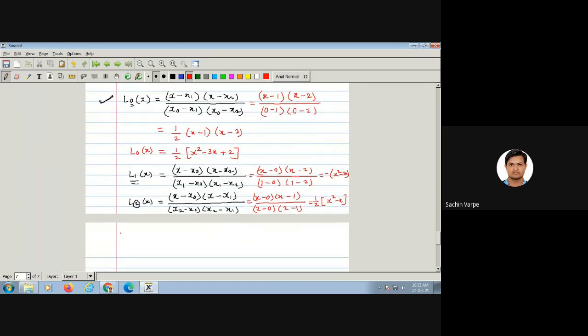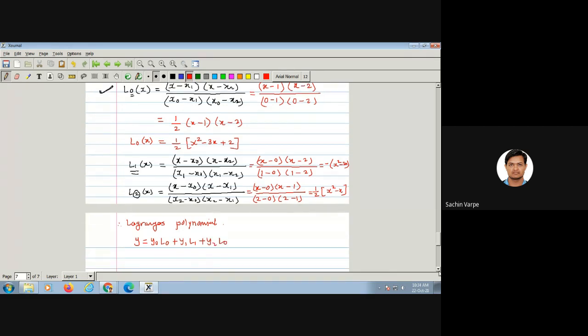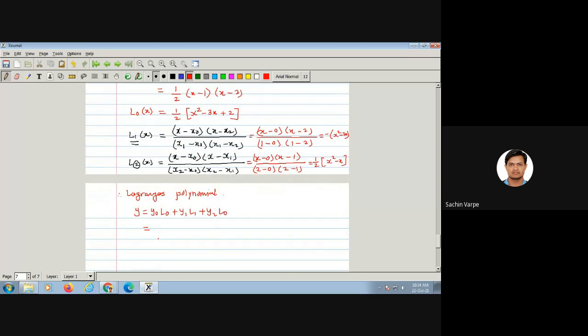Therefore, Lagrange's polynomial, that is y equals y0 L0 plus y1 L1 plus y2 L2. So what is y0? y0 was 4, times L0. What is the value of L0? Here L0 is 1 by 2 into x square minus 3x plus 2. Please check the calculations, okay?